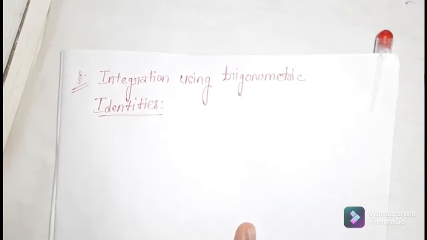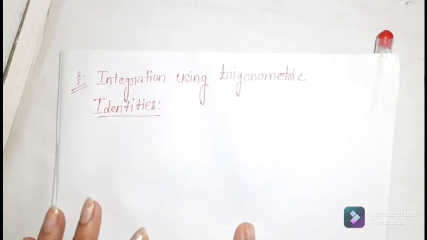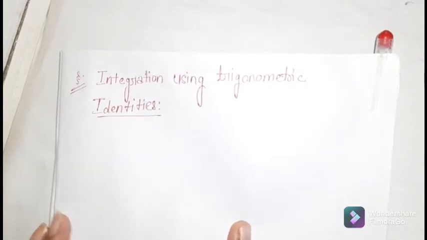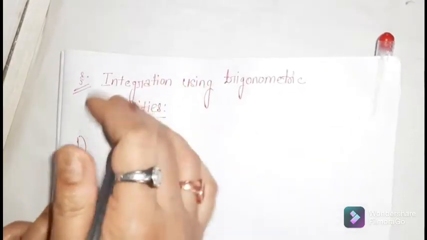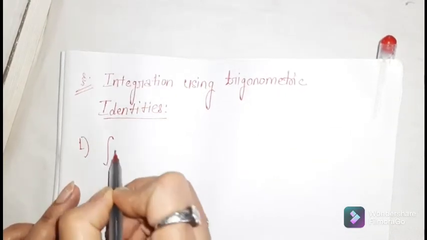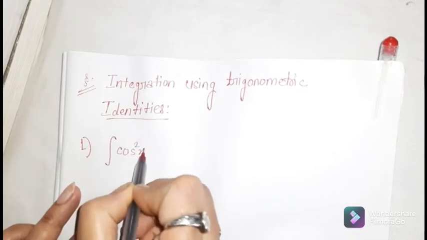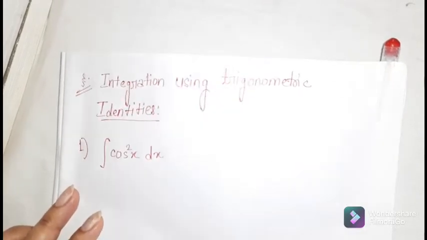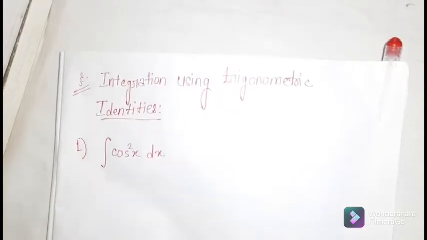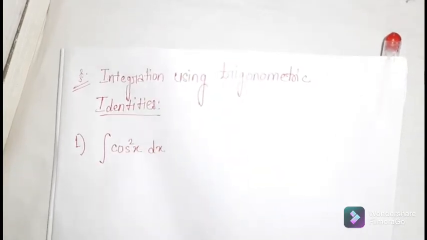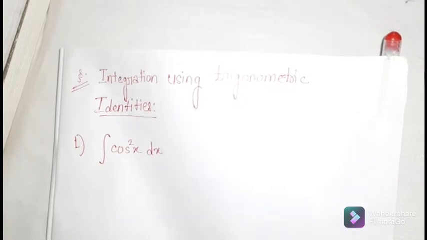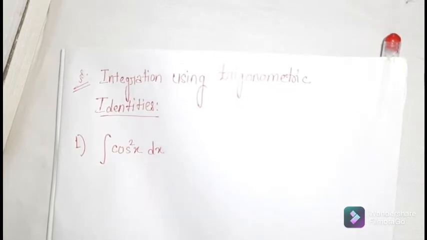Okay. Now let's see with an example. I will explain how we use the trigonometric identities. So the very first example I take: you have to find the integration of cos square x dx. You don't have any standard formula directly to integrate cos square x. Now see how you can convert it using trigonometric identities.